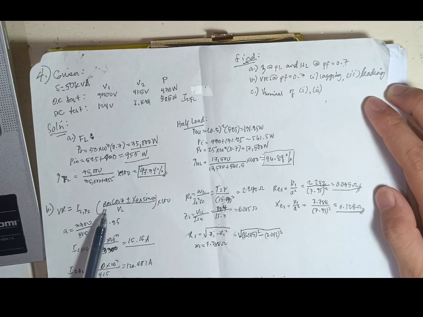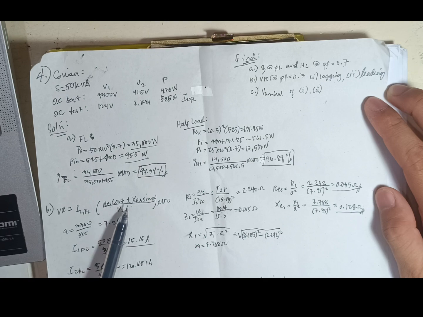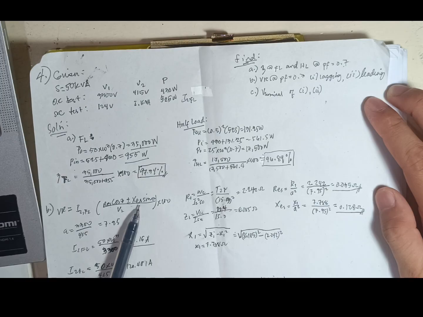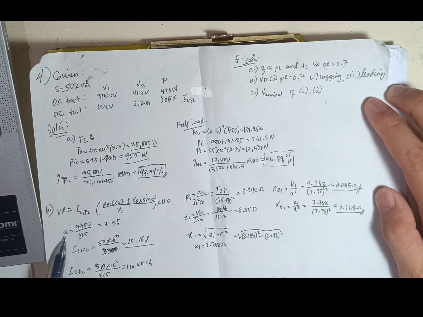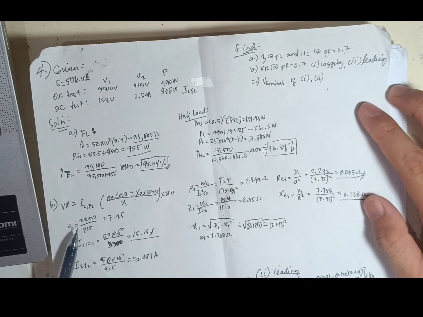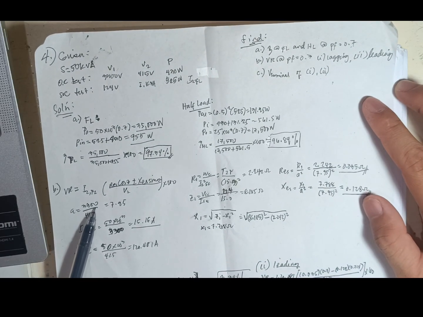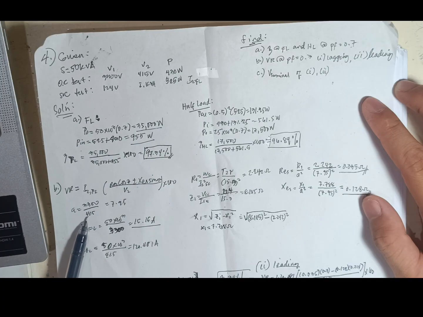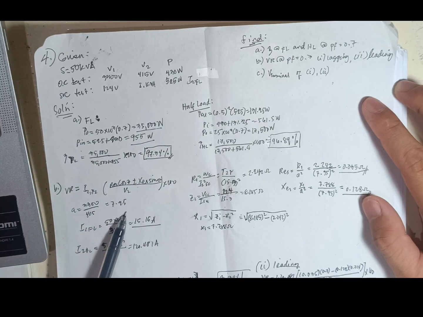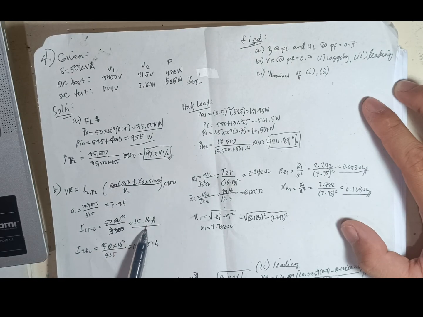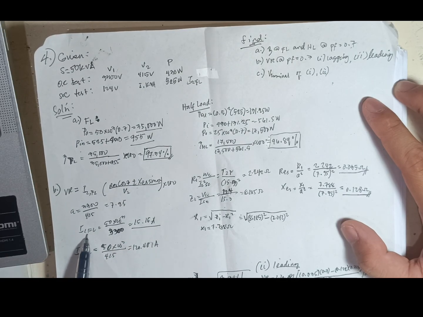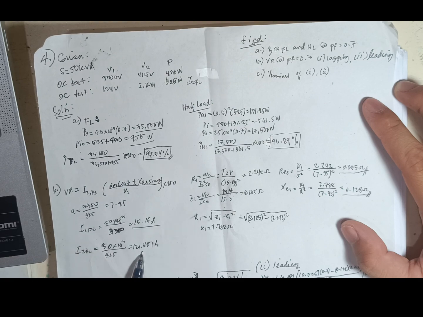For 4B, the voltage regulation is equal to I secondary at full load times R secondary cosine theta plus or minus reactance secondary sine theta, over V2, times 100. By getting the turns ratio, 3300 over 415 is equal to 7.95. Then getting the primary and secondary current, we have 15.15 amperes for the primary current, and for the secondary current we have 120.481 amperes.